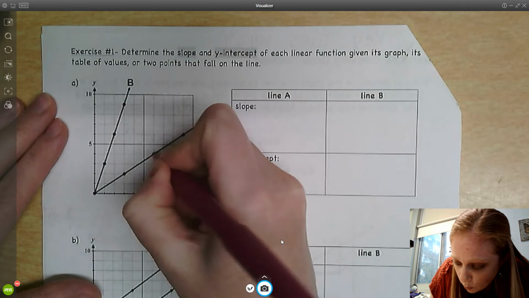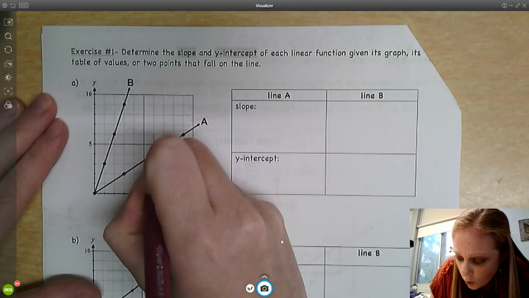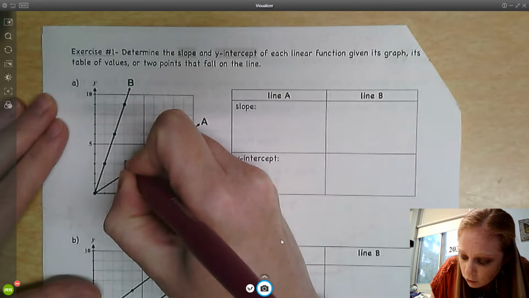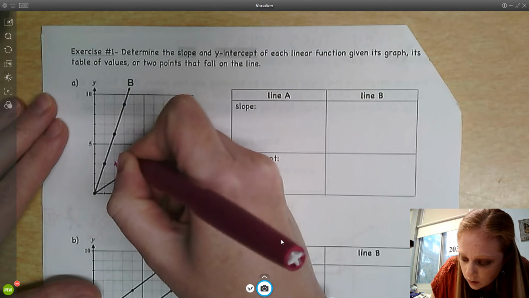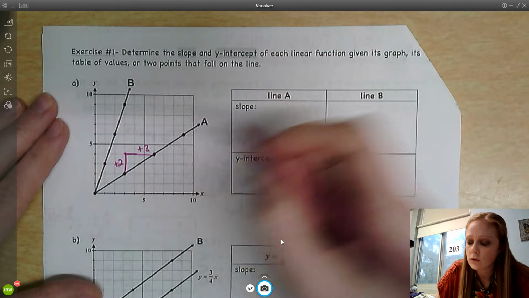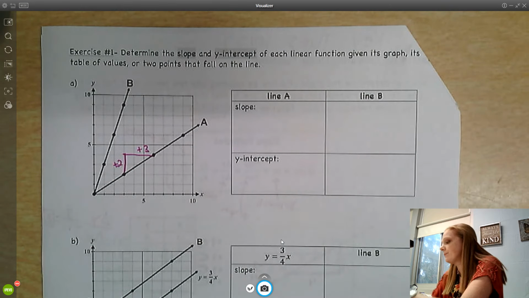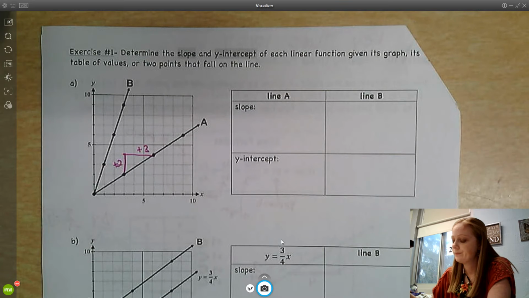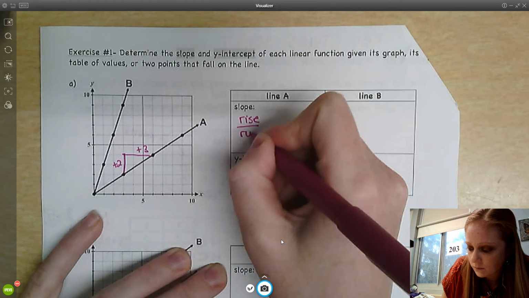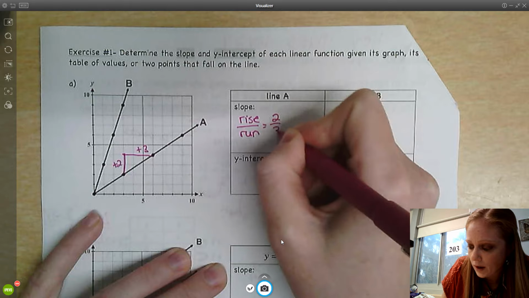So to get from this point to this point, we're going from left to right. I'm going to have to rise 2 and run 3. I made my slope triangle, rise over run. Positive 2 over positive 3.